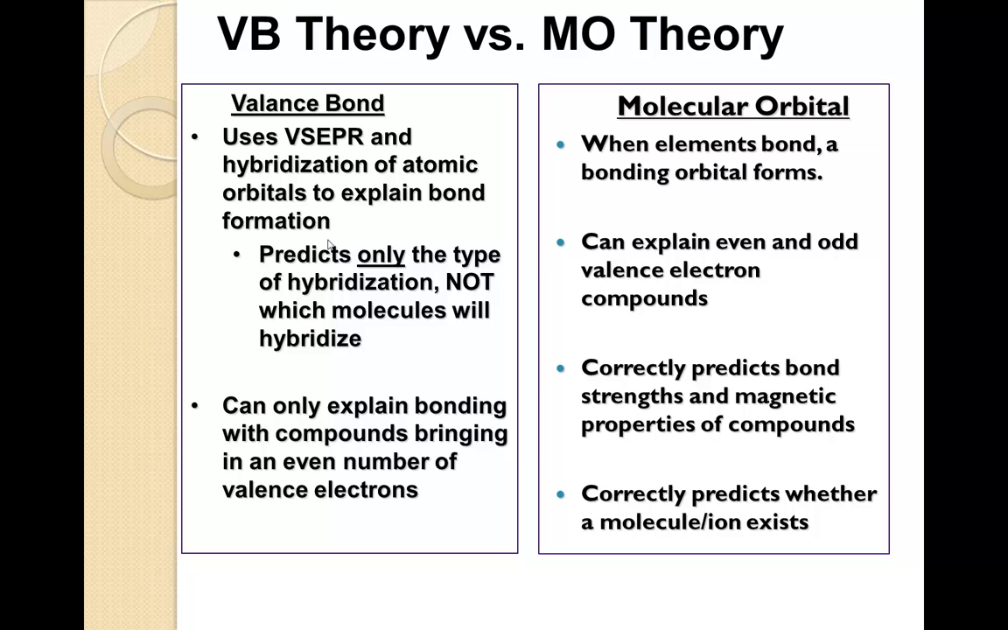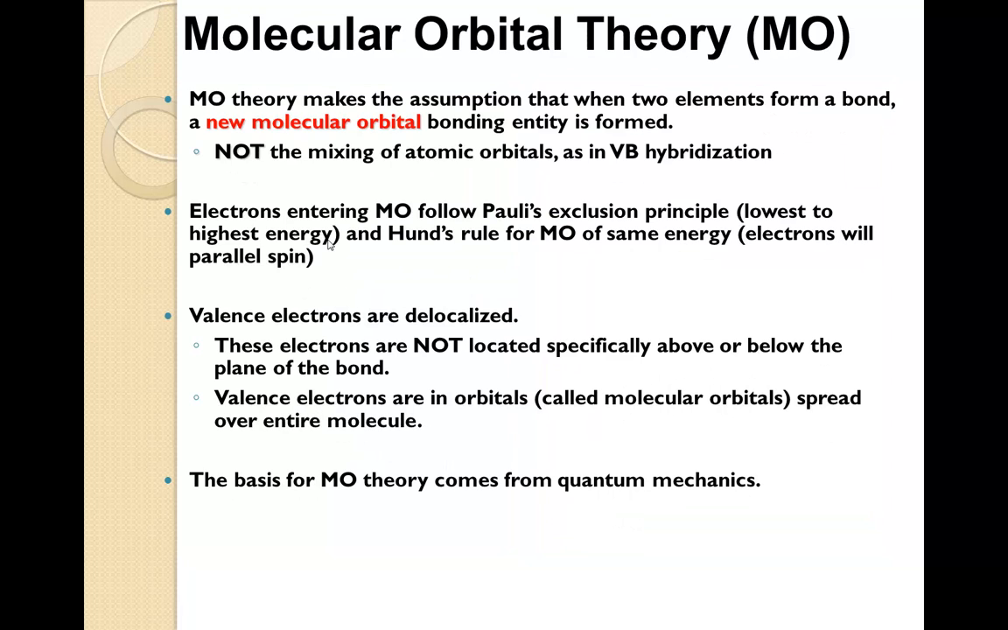Molecular orbitals, however, indicate that when elements bond, a bonding orbital forms. It can explain both even and odd valence electron compounds, and it correctly predicts bonding strength as well as magnetic properties of compounds. Finally, it predicts whether a molecule or ion exists altogether.